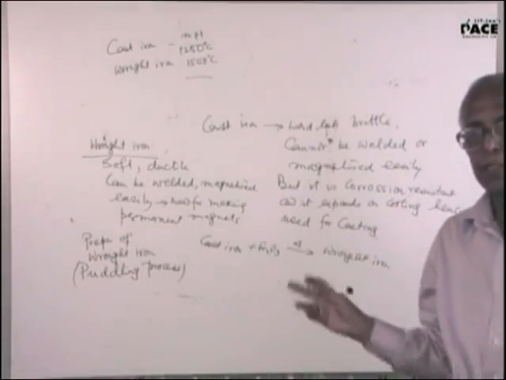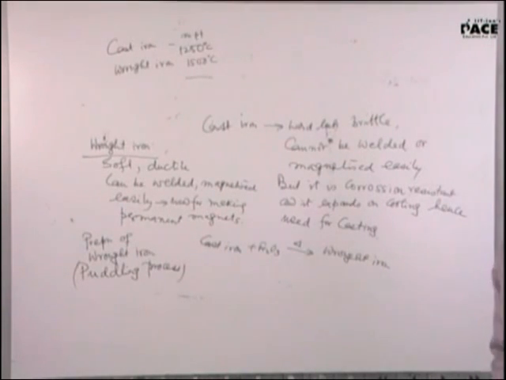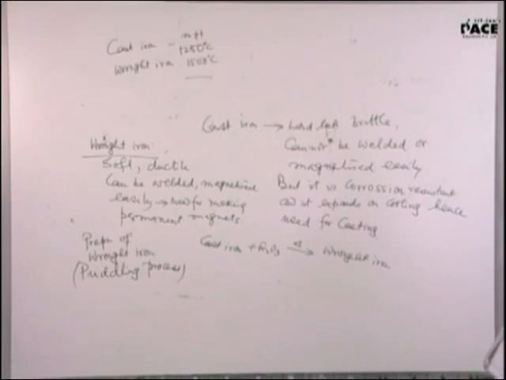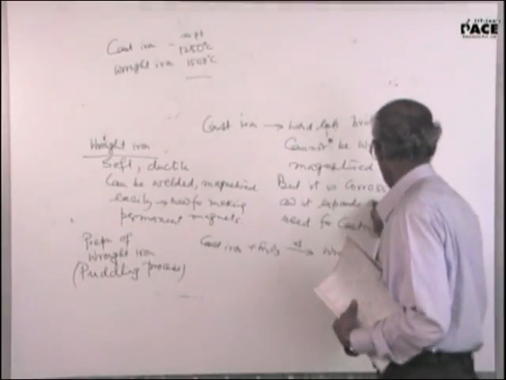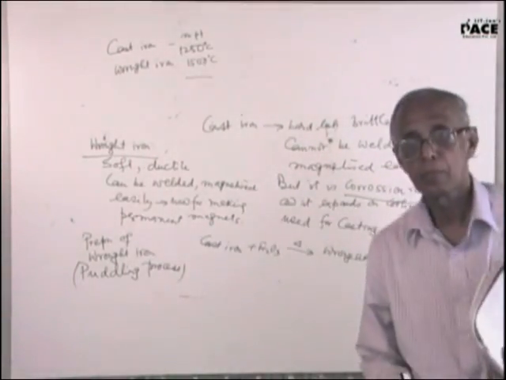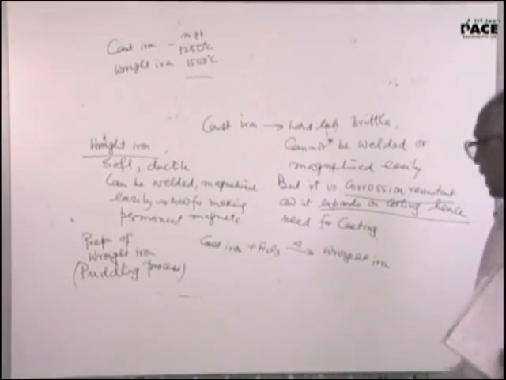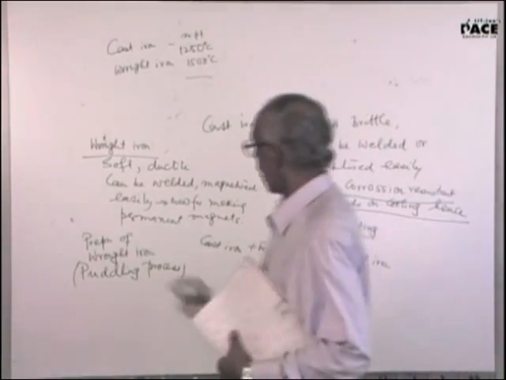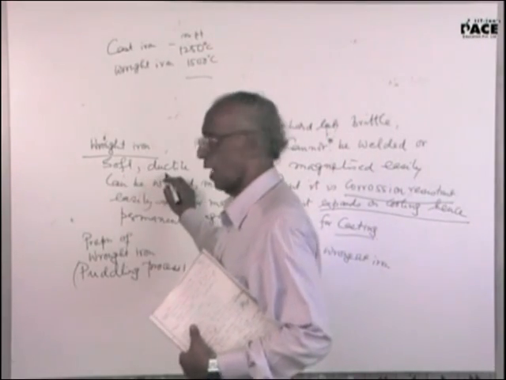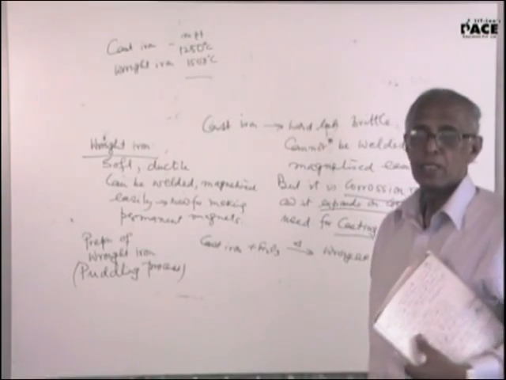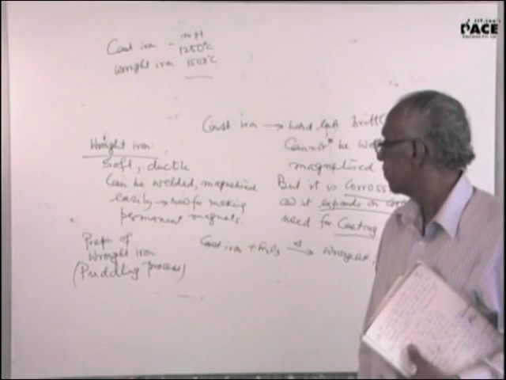So you can see the cast iron is hard but brittle. It cannot be welded or magnetized easily because of its presence of impurities in large amount, but it is corrosion resistant and it expands on cooling, hence used for casting. Wrought iron is soft, ductile, can be welded and magnetized easily. They can be used for making permanent magnets.